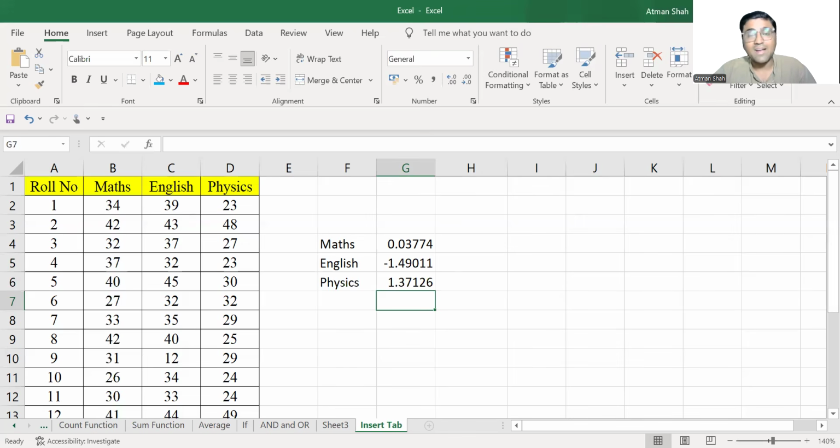So this is how we find the skewness in Excel. The value of skewness also helps us to determine whether our data is normally distributed or not.